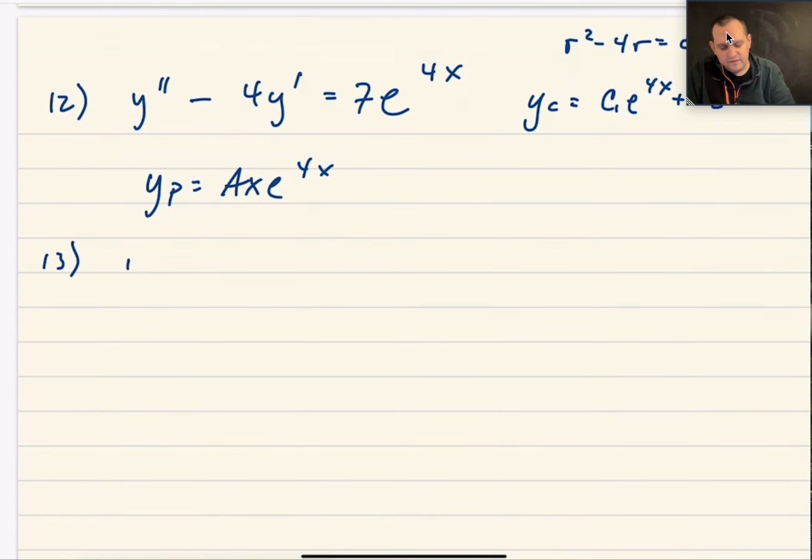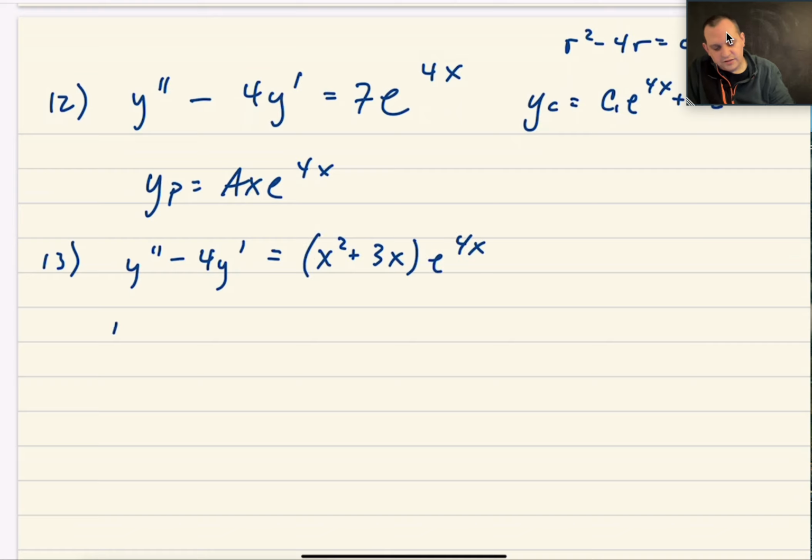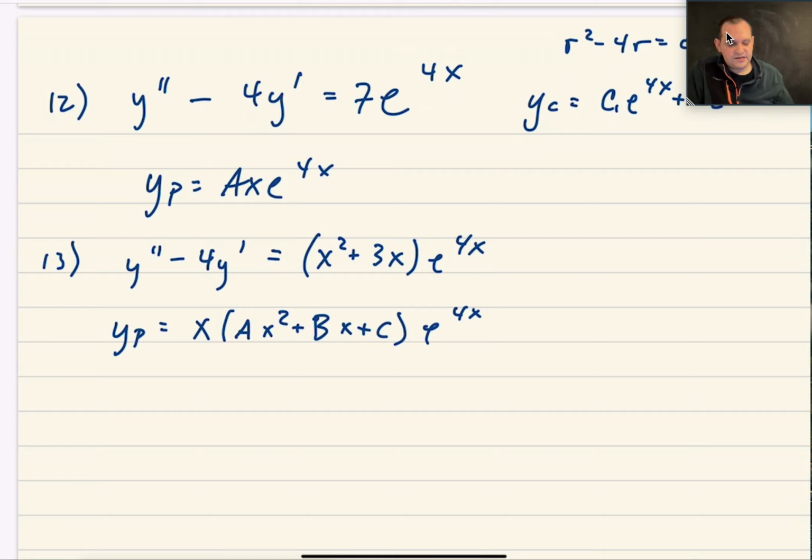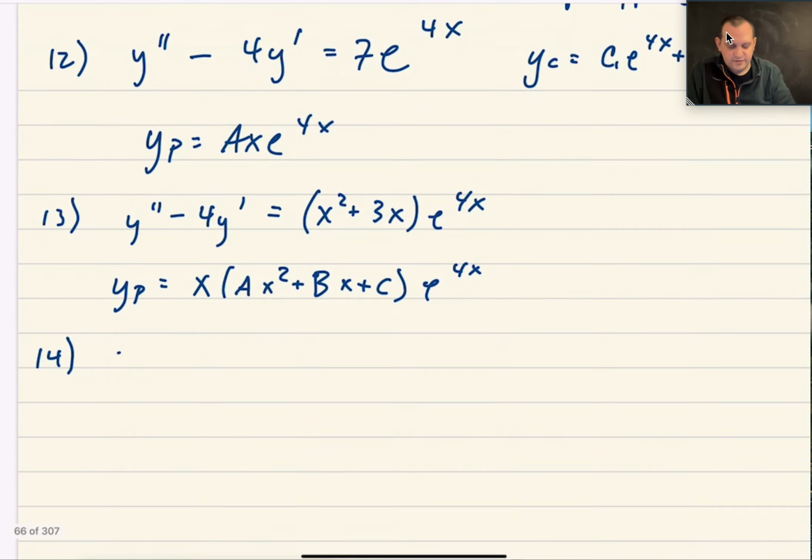If we were to have y double prime minus 4y prime equals x squared plus 3x times e to the 4x, our particular solution would be a general quadratic term. So ax squared plus bx plus c, times e to the 4x, and again, times an x in front, and that's because 4 is a root of the characteristic equation of multiplicity 1, so you get an x to the 1 in front.